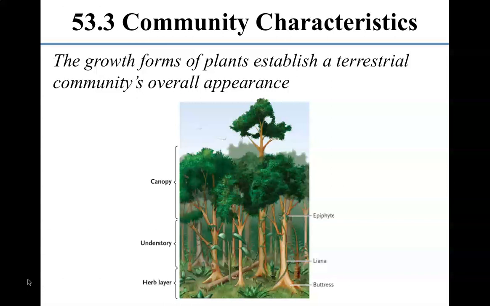And so this habitat structure is going to allow the species to specialize. Some of them might move into the canopy. Some of them might live in the understory. Some of them might live in the herb layer. So the point is that the growth forms of plants will help determine the community's overall composition.